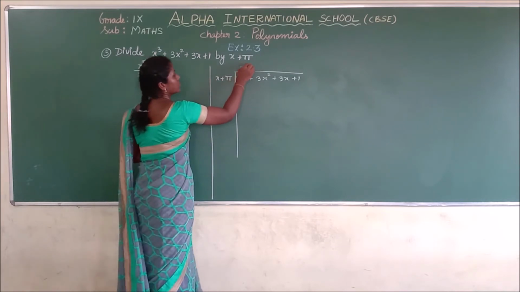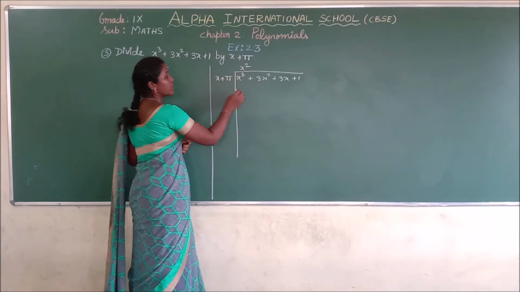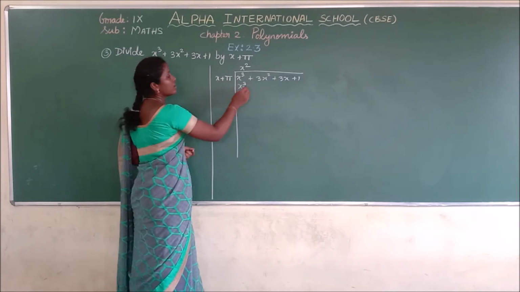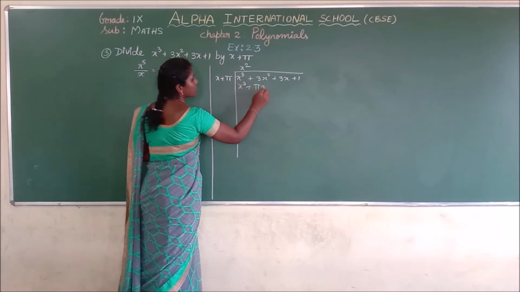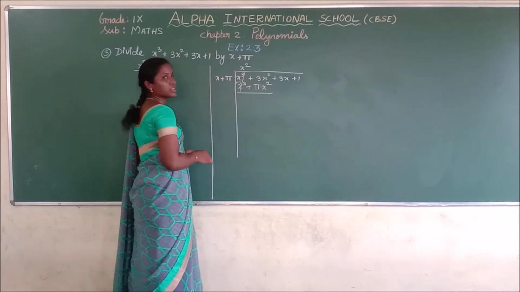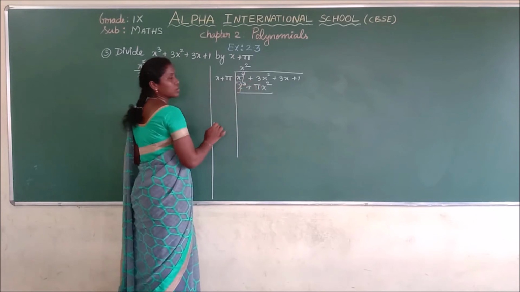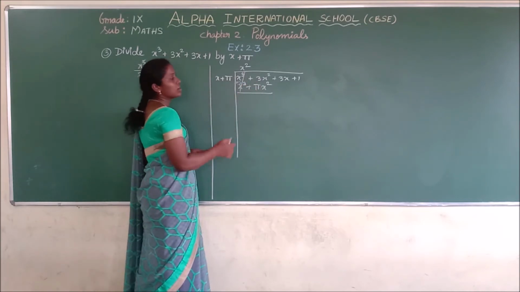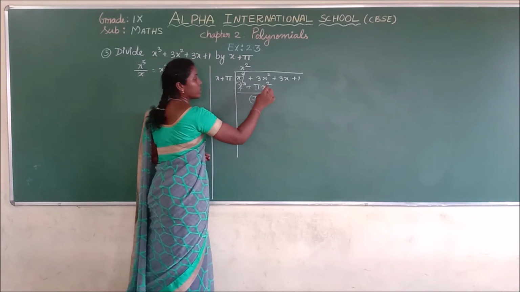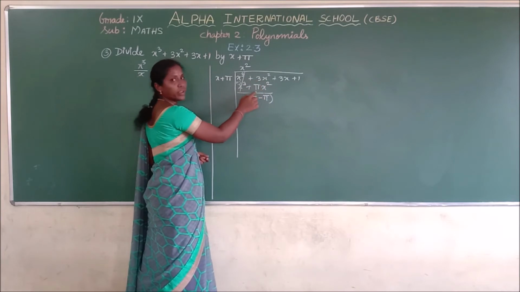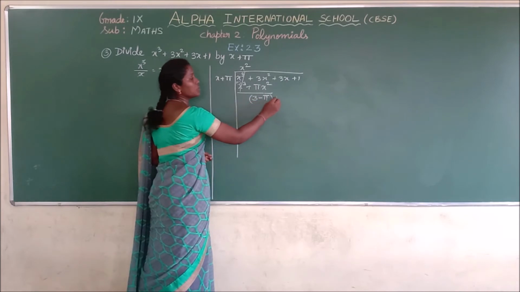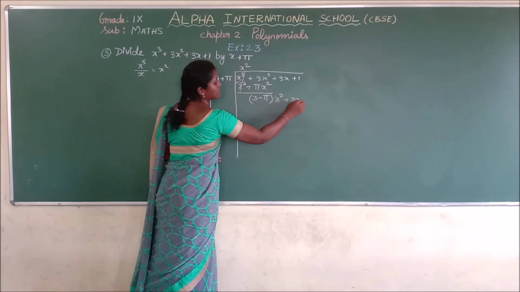So x square. x square into x is x cube. Just multiply with the second term. Pi means just multiply with pi. So pi x square. Here we are going to subtract the terms. So the first term x cube and x cube will get cancelled. The second term, just subtract the coefficients and write. What is the coefficient in the first term? 3 minus pi. So here the variable is x square. Just subtract the coefficients. They cannot be subtracted to get a particular value, so keep it as it is: 3 minus pi into x square plus 3x.